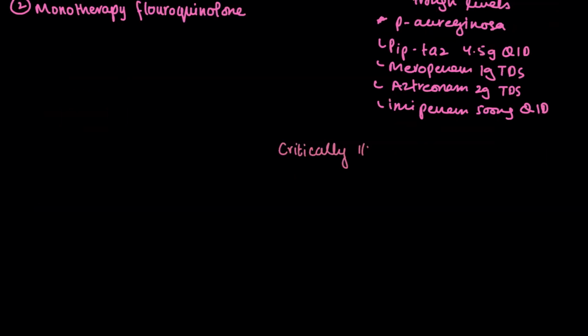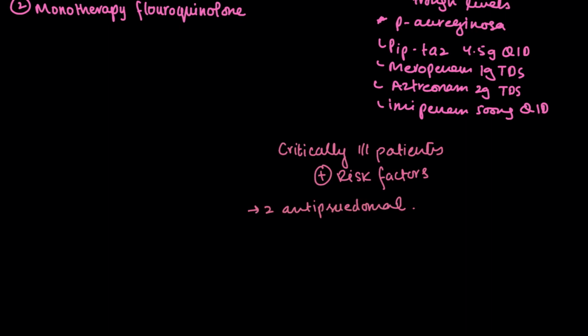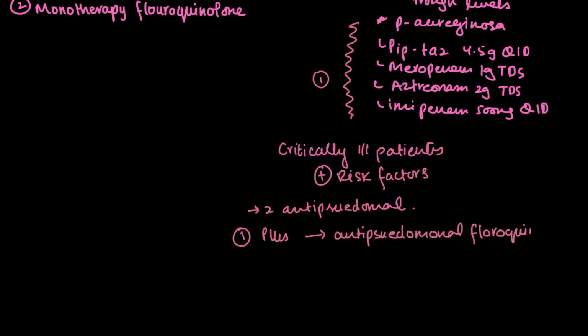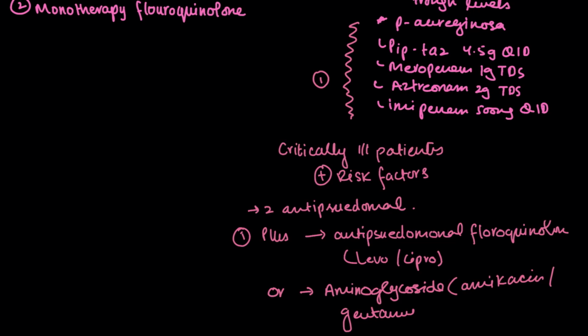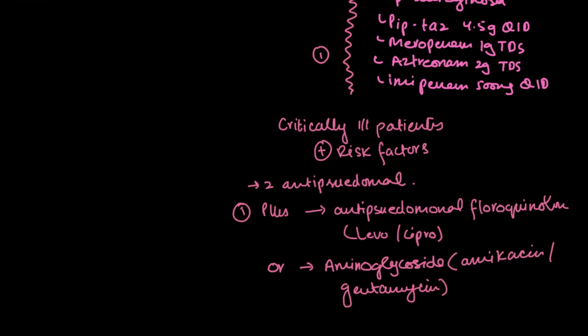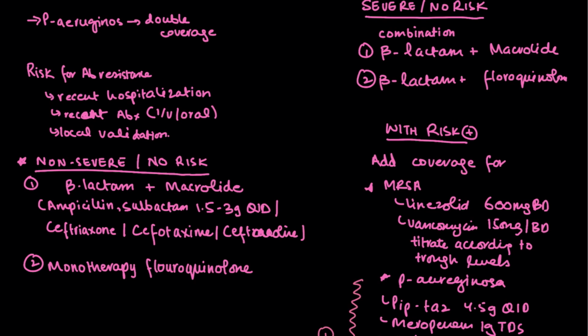In critically ill patients who are also at risk for antimicrobial resistance, we give two anti-pseudomonals. One is chosen from the group above, that is drugs that cover both anti-pseudomonal plus anti-pneumococcal. So we can choose either one of these drugs. Plus, we give an anti-pseudomonal fluoroquinolone, which includes either levofloxacin or ciprofloxacin. Second, instead of the fluoroquinolone we can add an aminoglycoside like amikacin or gentamicin, or in severe cases, both of them could be added to the anti-pseudomonal anti-pneumococcal.